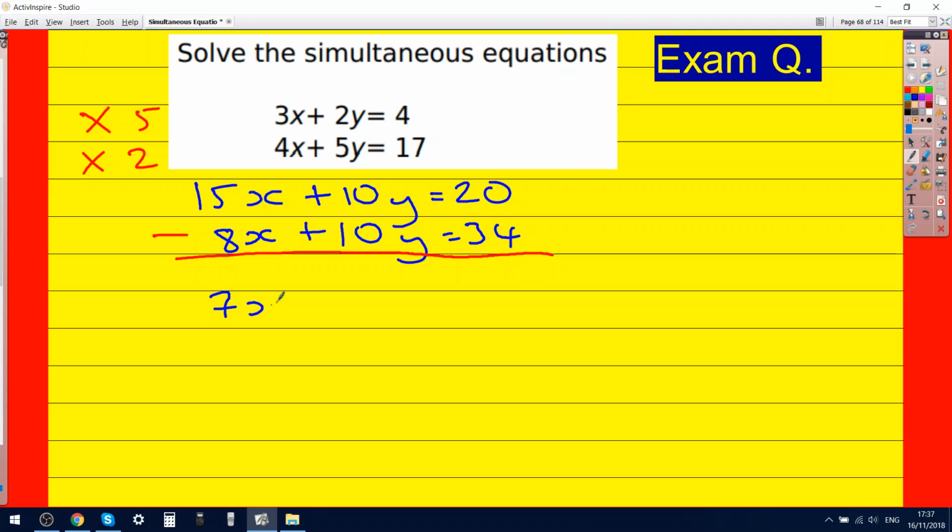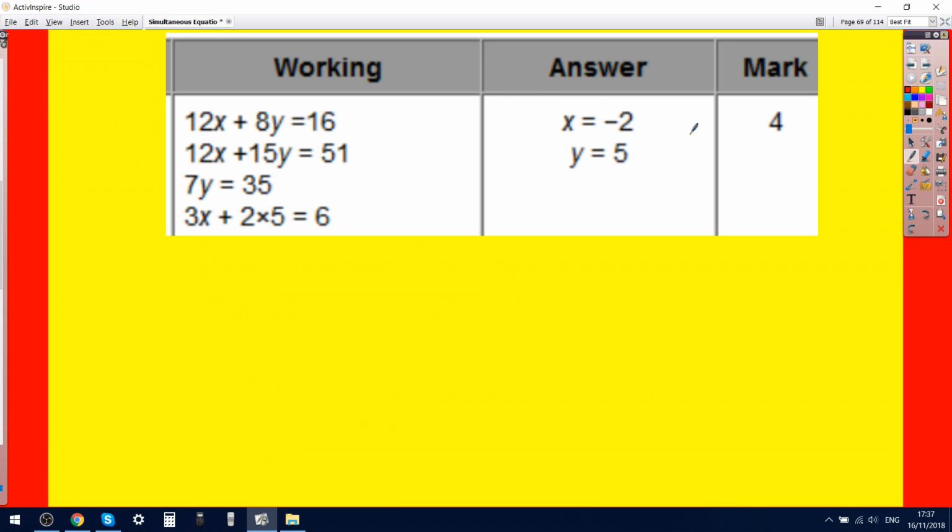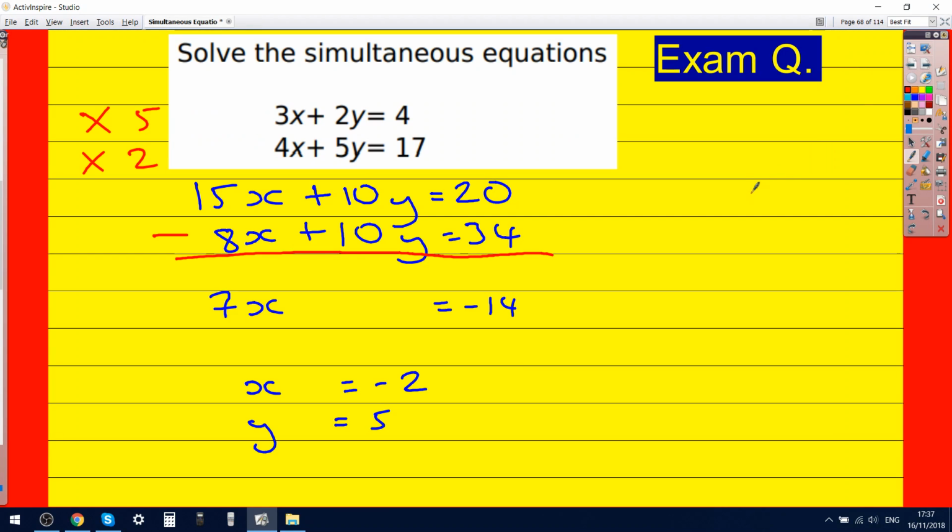7x equals minus 14. So then x must equal minus 2. And then y equals 5. Yep. X equals minus 2, y equals 5 for marker. And yeah, times the top by 5, bottom by 2, or for the x's it would have been times the top by 4, bottom by 3. Any questions there?